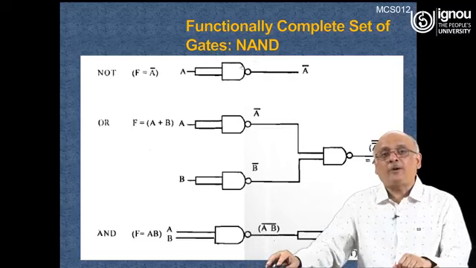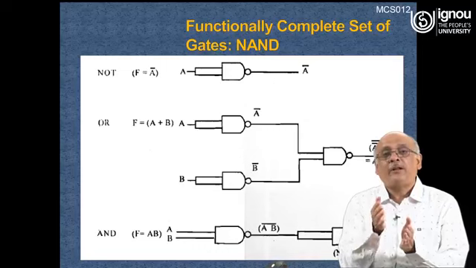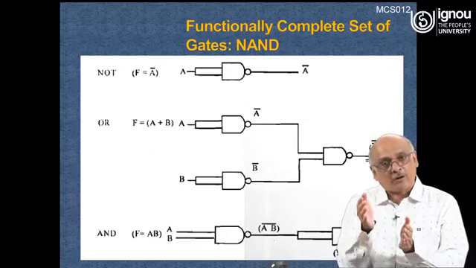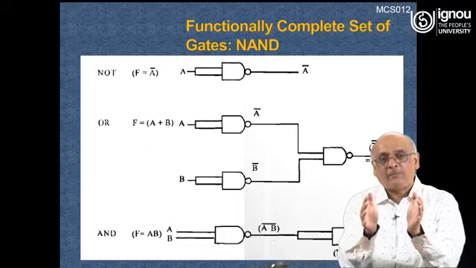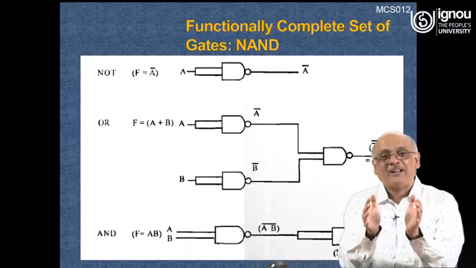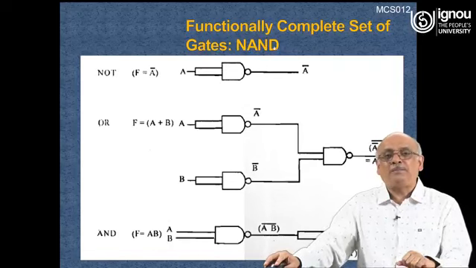So that is the advantage of a functionally complete set of gates, although most of the time we ask you to draw circuits with the help of NOT, AND and OR gates together, because together the three of them put together are functionally complete. NAND alone is also functionally complete. So let's see whether NAND is functionally complete or not.